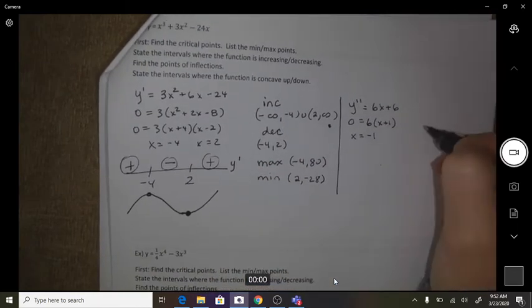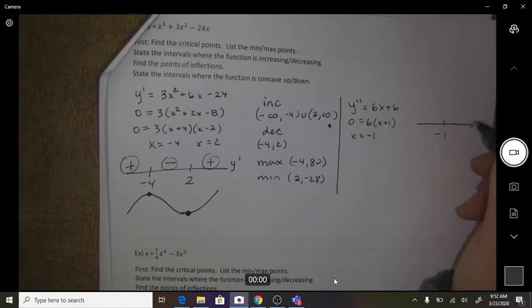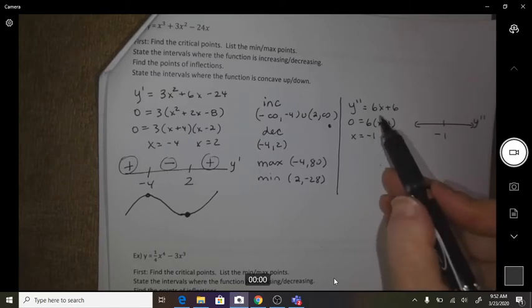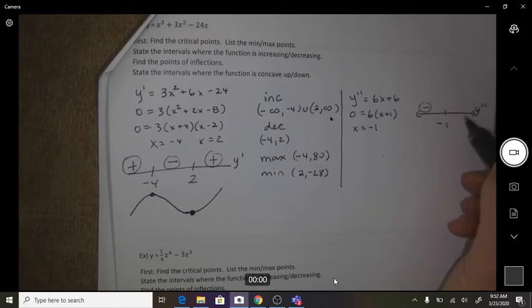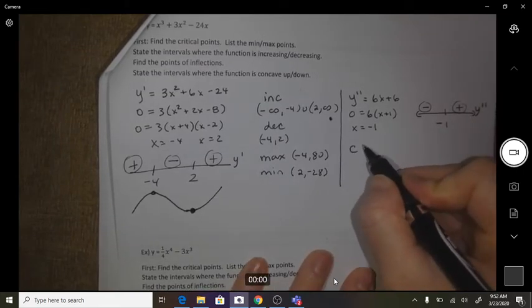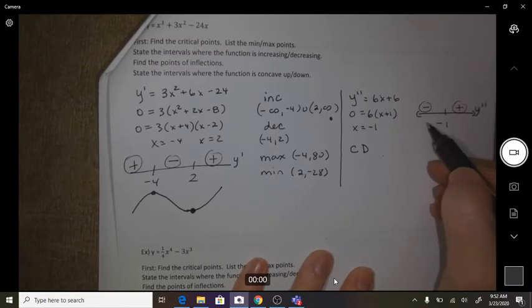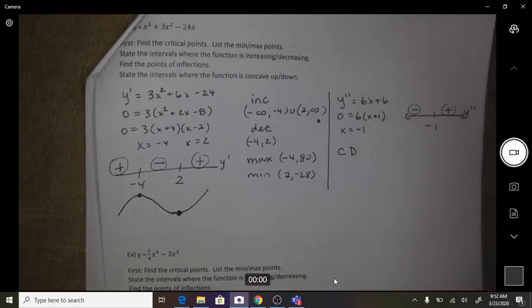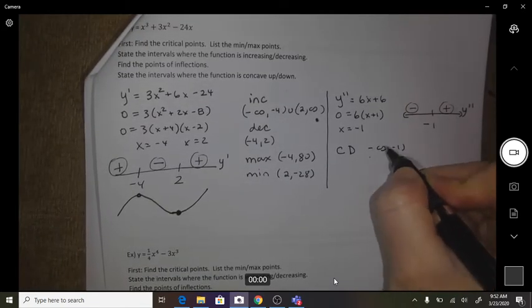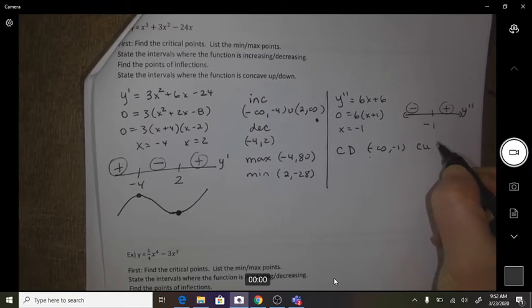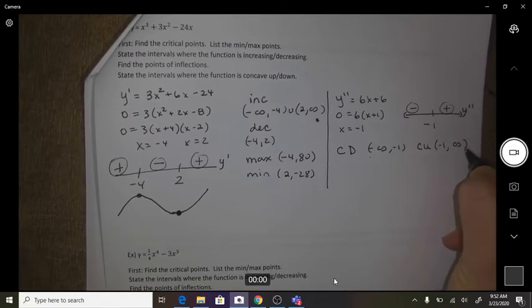Okay, so I'm going to also draw a number line. And this is analyzing y prime prime. If I plug in a -2, this would be negative. And if I plug in, let's say 0, this is positive. So it's concave down in this zone because it's negative. Negative y prime prime is concave down. So from -infinity to -1, and it's going to be concave up from -1 to infinity.